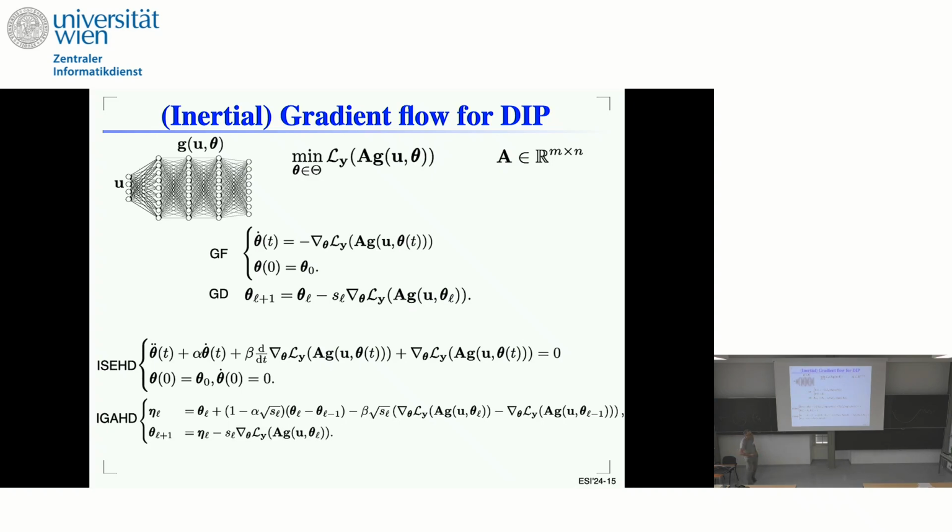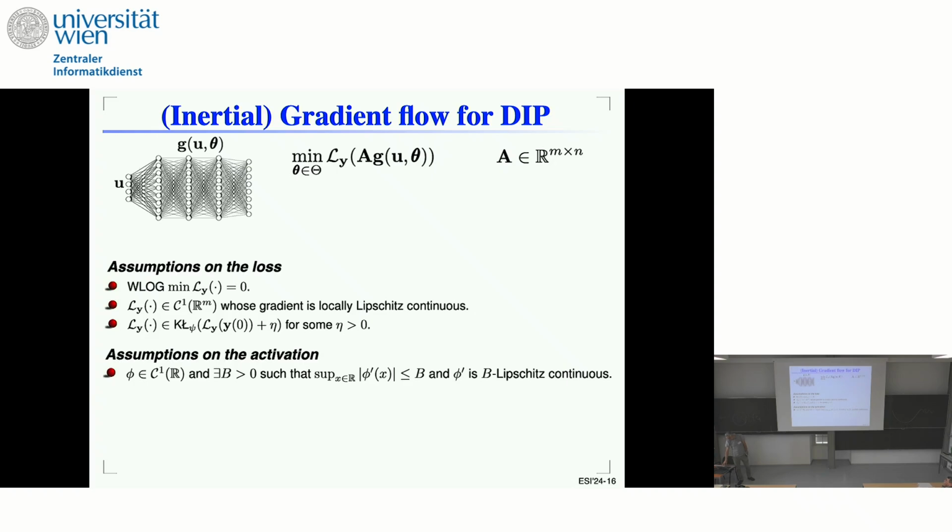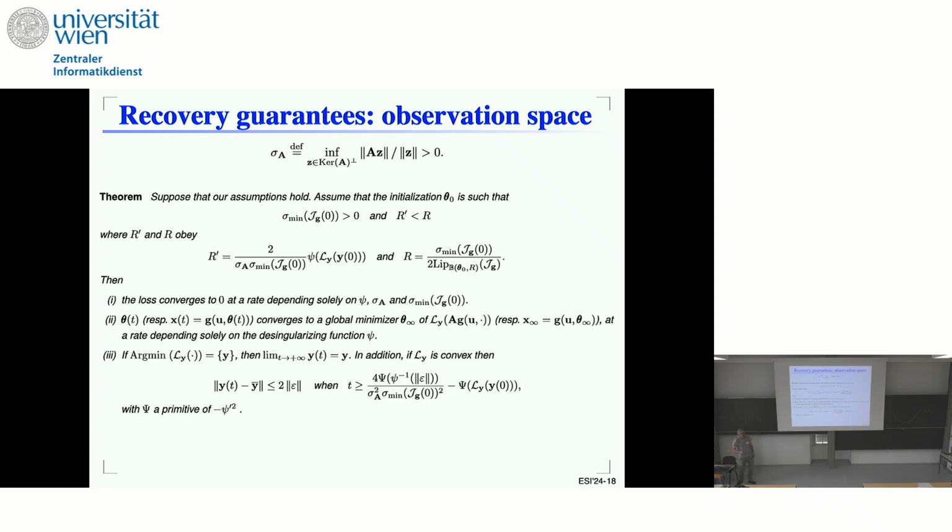Okay, so in the rest, to make things simpler, the minimal value of the loss will be 0. It is going to be C1, with gradient locally Lipschitz continuous, and I'm going to assume that the loss is also globally KL. Also, the activation I'm going to use in my neural networks is assumed to be uniformly bounded with uniformly Lipschitz continuous derivative. So typically, if you take the sigmoid, it's going to be true.